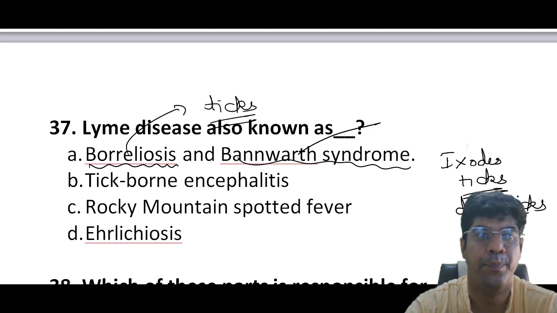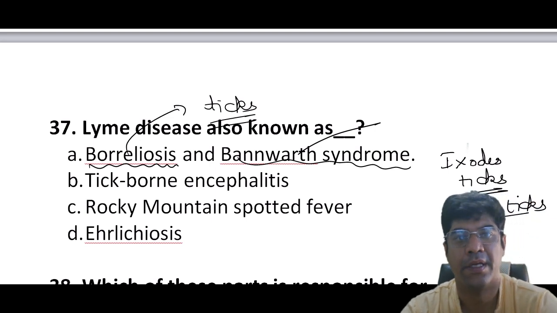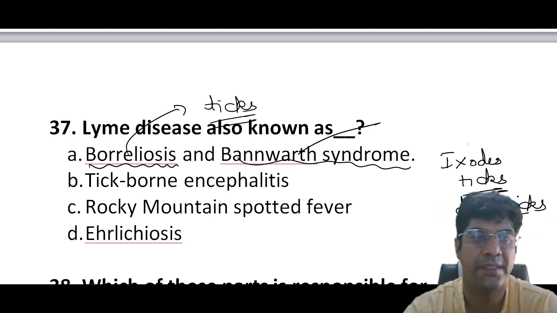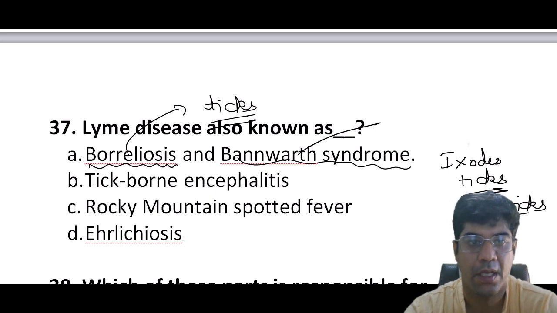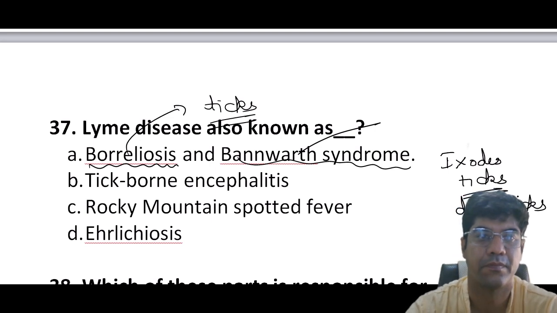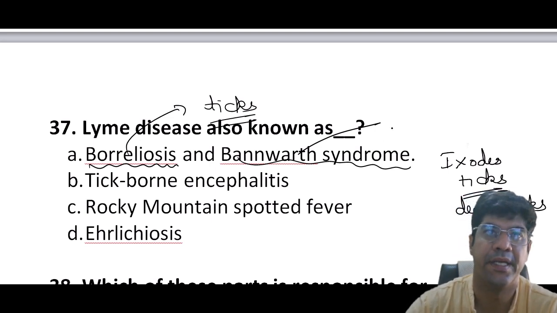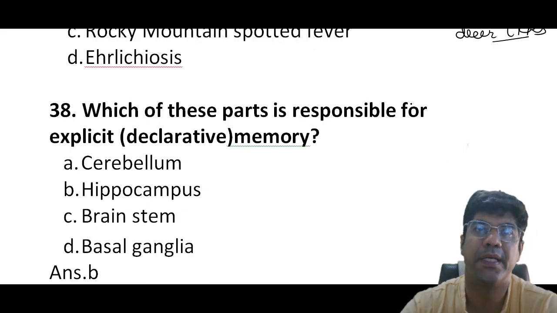Now you will see a bull's eye rash at the site of the tick bite. This rash would expand over time. There will be flu-like symptoms: fever, chills, headache, fatigue. Apart from that, one may consider neurological symptoms and cardiovascular symptoms, as well as arthritis that could be seen. So answer is A.